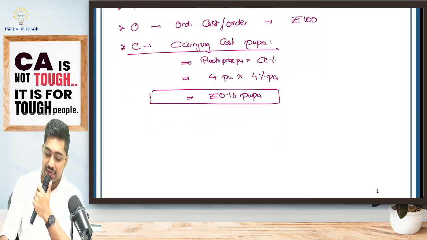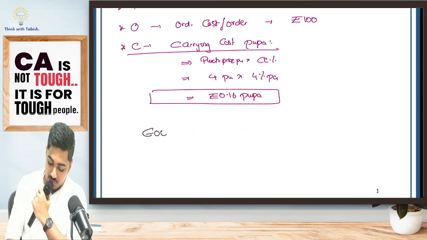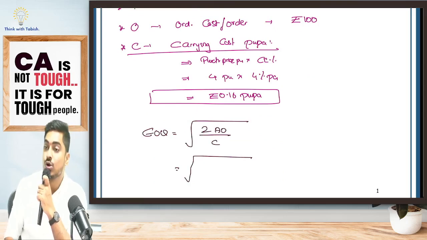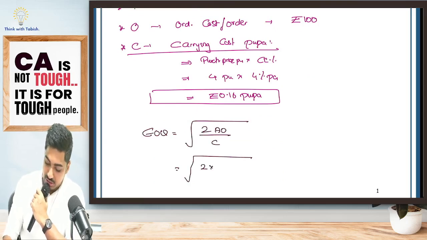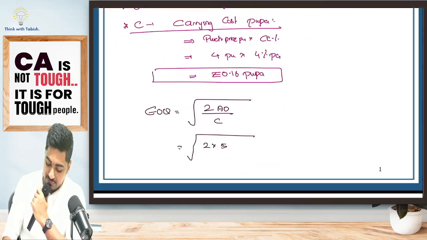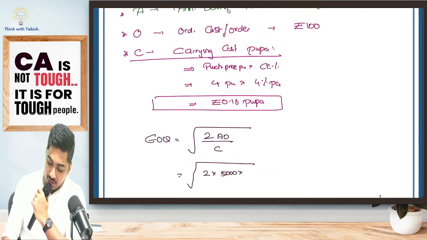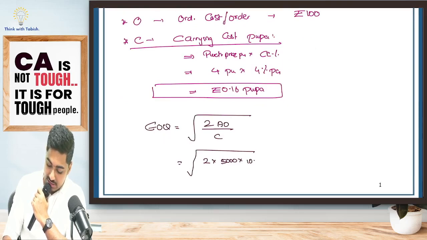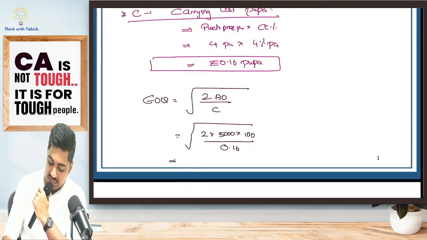Now, can we calculate our EOQ? EOQ is the square root of 2AO divided by C. I have already told what my annotation means. It is 2 into annual demand, 5,000, into ordering cost, 100, divided by carrying cost, 0.16. How much are you getting?